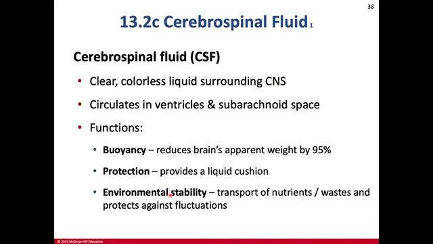Cerebrospinal fluid is a clear, colorless liquid surrounding the central nervous system, and it circulates in the ventricles and in the subarachnoid space. And what it's there for is to provide the proper chemical environment and proper pH and the proper temperature for the neurons to do their work and for the glial cells to function. And it also provides a way to float the structures of the central nervous system, okay?